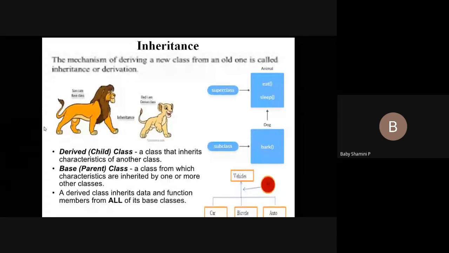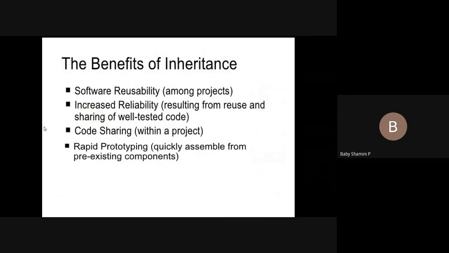This is about inheritance. So what is the benefit of using this inheritance concept? Software reusability. We can reuse the existing software. Already well-tested code is developed, and we can easily use the pre-existing one. So it increases reliability, code sharing, and rapid prototyping. Rapid prototyping means we can use pre-existing components in our project also. And that is a main advantage of inheritance.